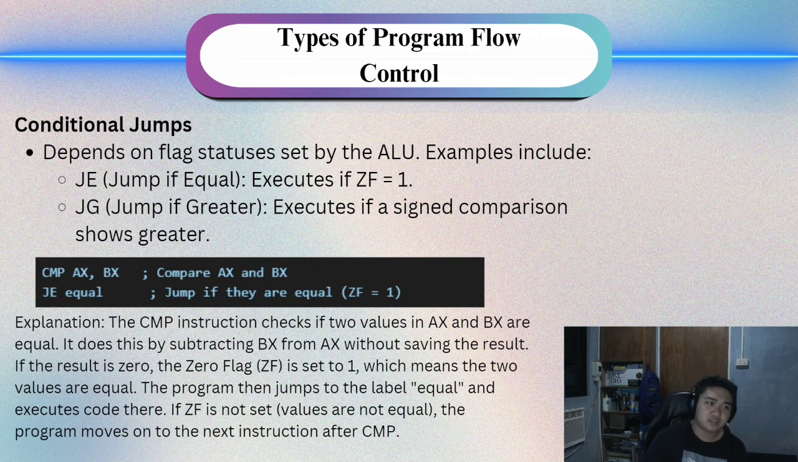Conditional jumps depend on flag statuses set by the ALU. Examples include jump if equal, which executes if ZF is equal to 1, and jump if greater, which executes if a signed comparison shows greater. The CMP instruction checks if the two values in AX and BX are equal.